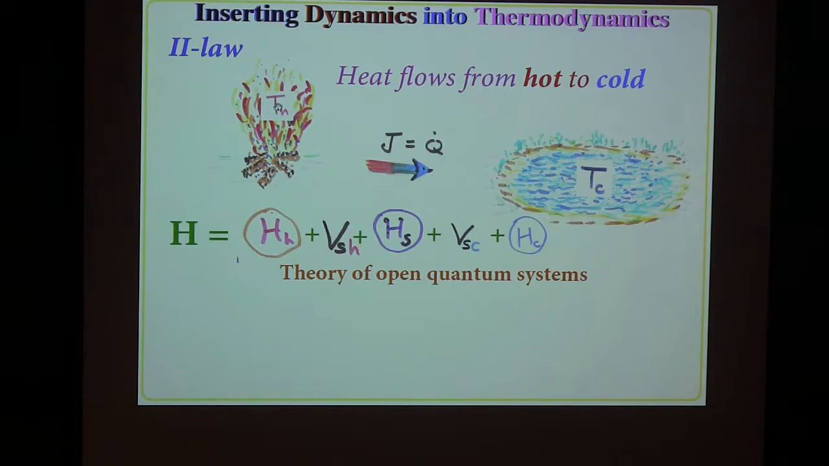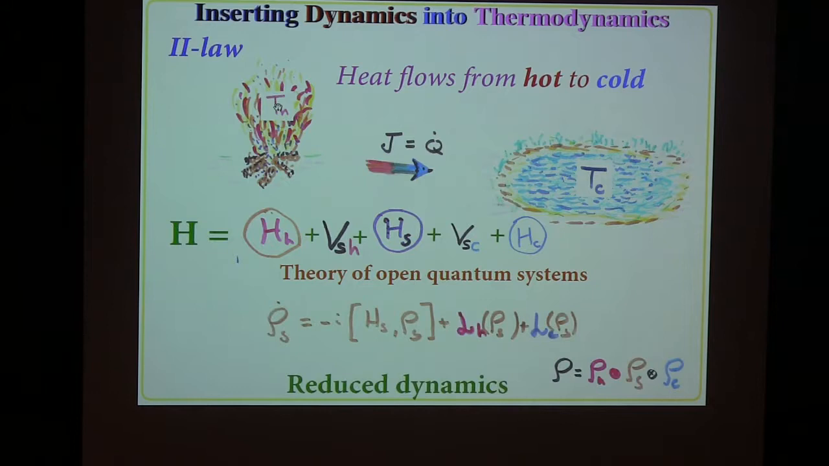And the question is, what does the theory of open quantum systems tell us? It allows us to get master equations which have the structure of a tensor product. Once we assume that, we know already that there is a tensor product.